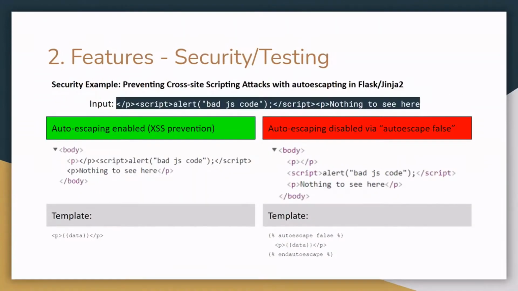In this example, we insert a script tag in an input and send it to the server. We see that on the left, Flask renders the script as text before it is rendered into the view. On the other hand, if we disable the auto-escaping, we see that the script is rendered as an actual HTML tag, producing a cross-site scripting vulnerability in our site.